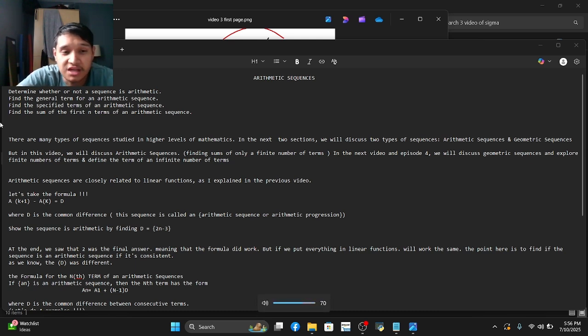Now, there are many types of sequences established in higher levels of mathematics. In the next two sections, the third video and the fourth video, we will discuss two types of sequences, arithmetic sequences and geometric sequences. But in this video, we will discuss only arithmetic sequences.